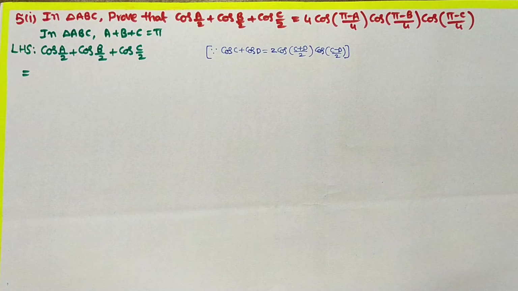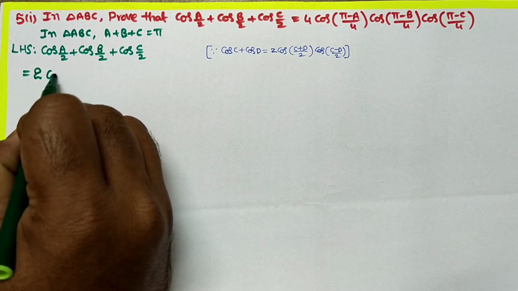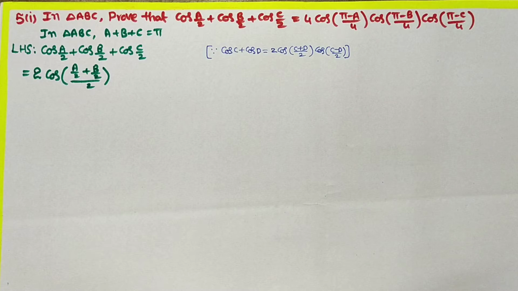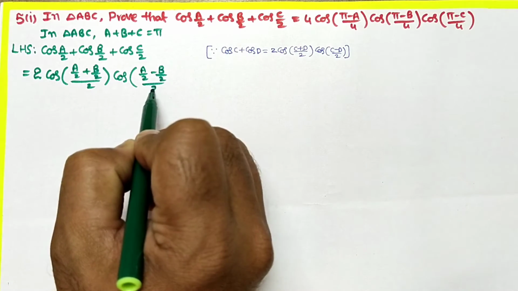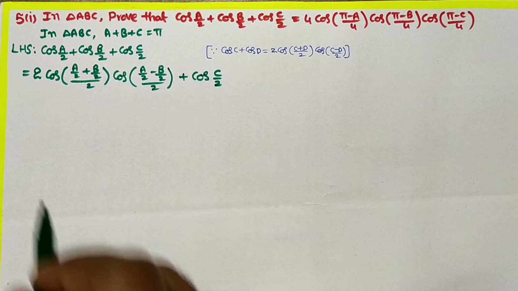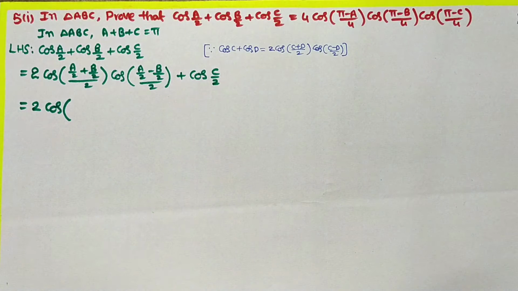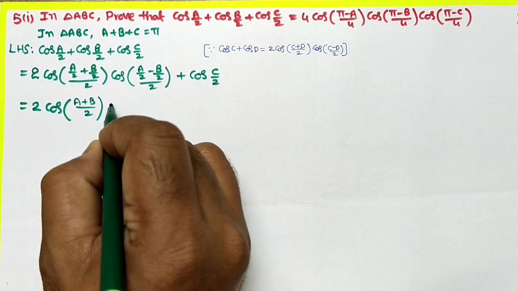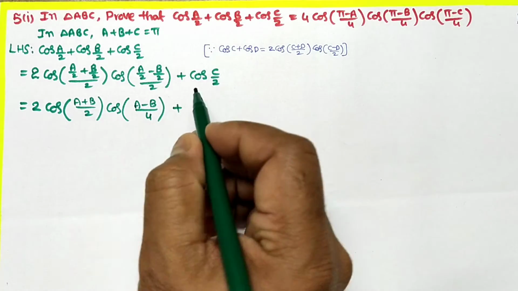So by using this formula, the first two terms in LHS we are going to write, observe carefully. 2 into cos of (A by 2 plus B by 2) divided by 2, into cos of (A by 2 minus B by 2) by 2, plus cos C by 2, which is equal to 2 into cos of, if you simplify this, (A plus B) by 4, into cos of (A minus B) by 4, plus cos C by 2.